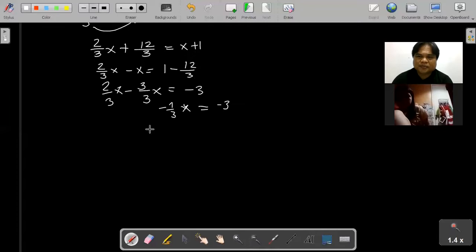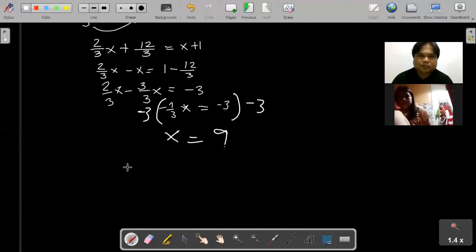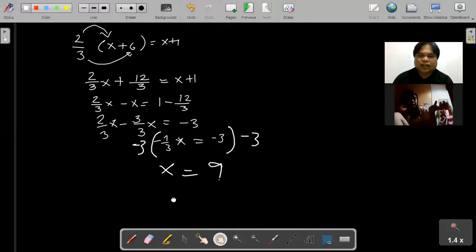Okay, and then multiply both sides by negative 3. So cancel this one out. All you have left is x is equal to negative 3 times negative 3. It's 9. You get it? Yes. Okay.